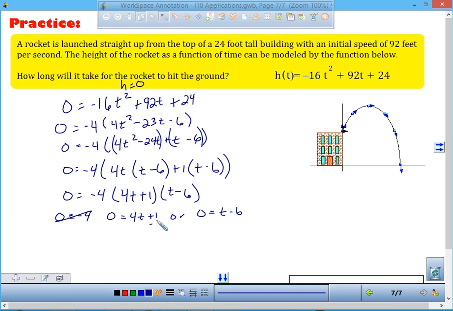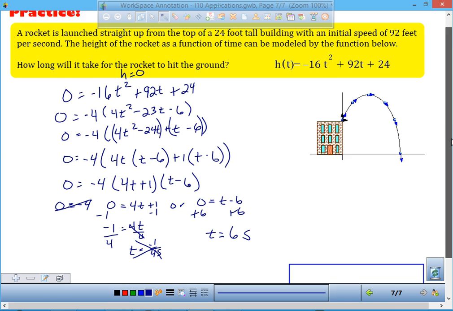Okay, so here I would subtract 1 on each side. So now I have negative 1 equals 4t. Divide by 4. So t equals negative 1/4 of a second, which isn't possible because I can't have negative time. Here I add 6 on both sides. So I get t equals 6 seconds. 6 seconds until that rocket hits the ground.